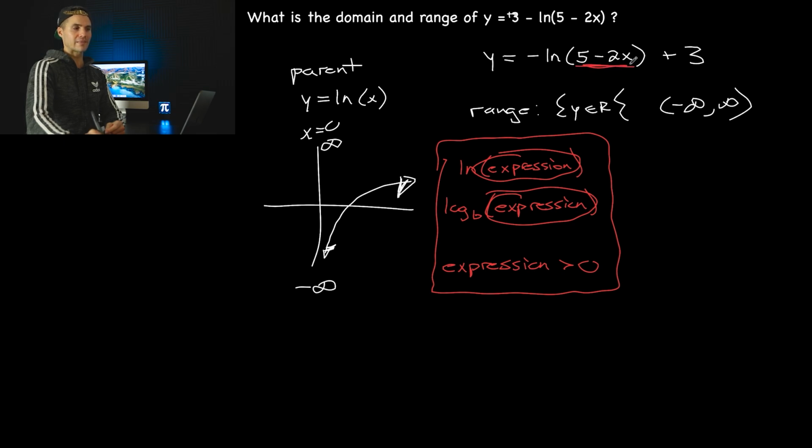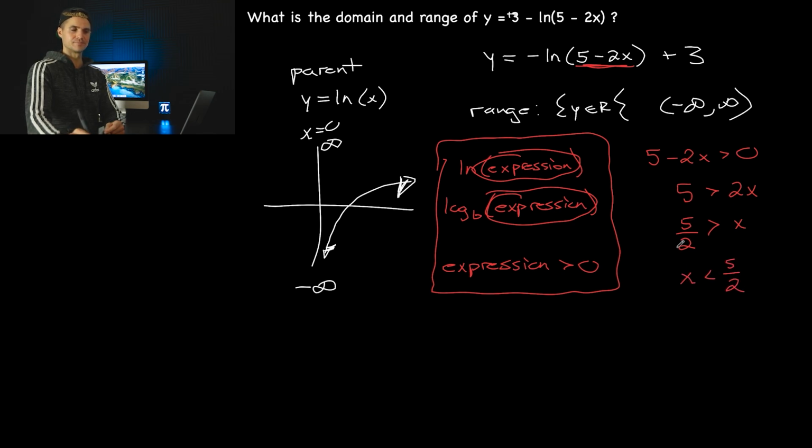Basically here, we know that this 5 minus 2x has to be greater than 0, which means 5 has to be greater than 2x. And then if you divide both sides by 2, x has to be less than 5 over 2. As long as x is less than 5 over 2, then 5 minus 2x is going to be positive. So x has to be less than 2.5.